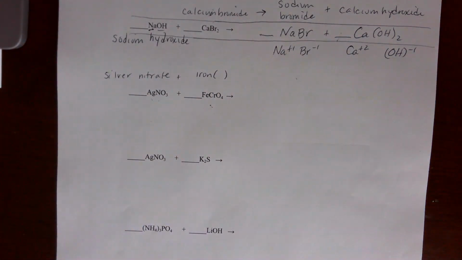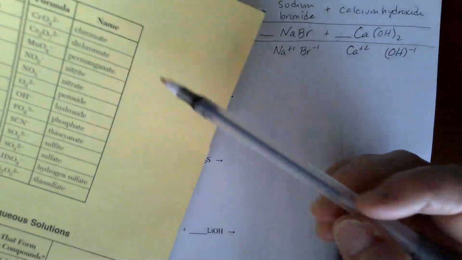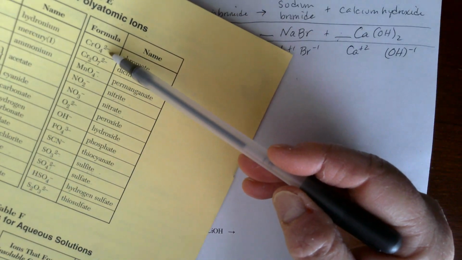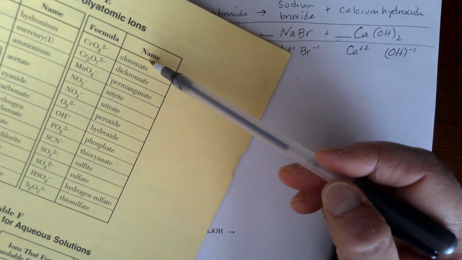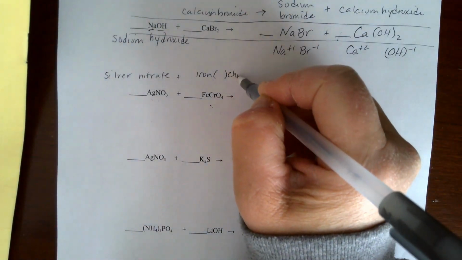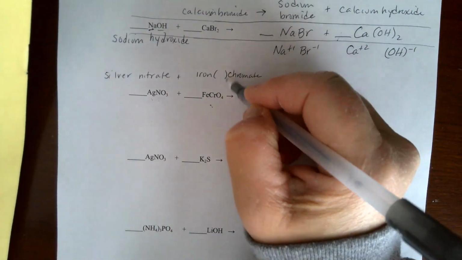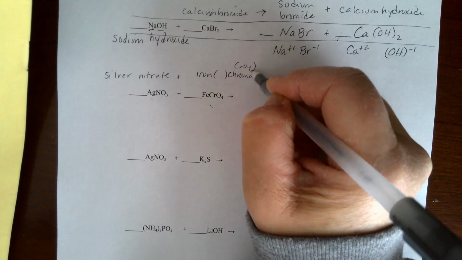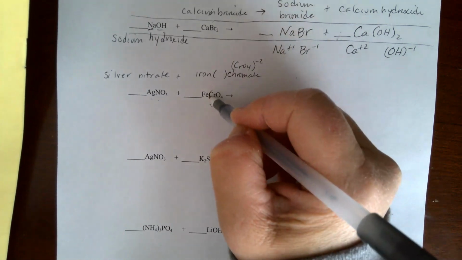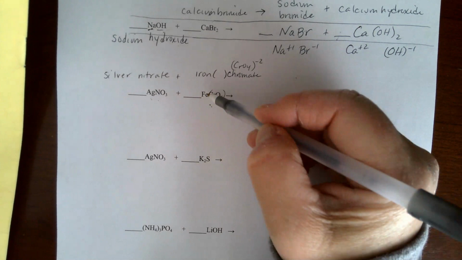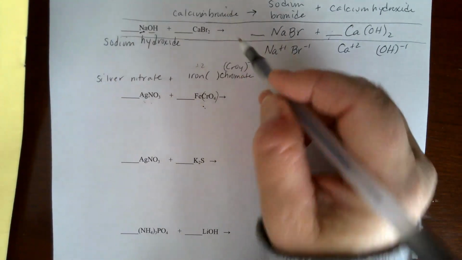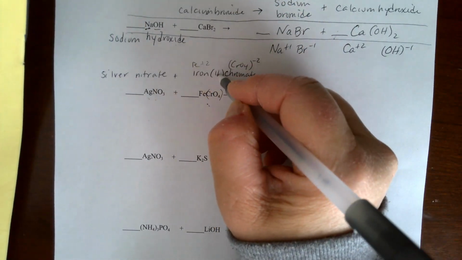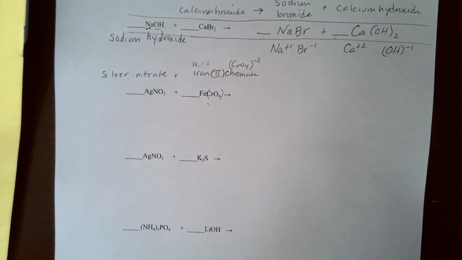And then CrO4, we're going to go to reference table E. I should have had a second one out here to have it more commonly available, right? CrO4 with a -2 charge is chromate. So this is chromate. And we know that the chromate was CrO4 with a -2. This whole thing is a -2. So that means this iron has to be a +2. So this is iron, Roman numeral 2, chromate.